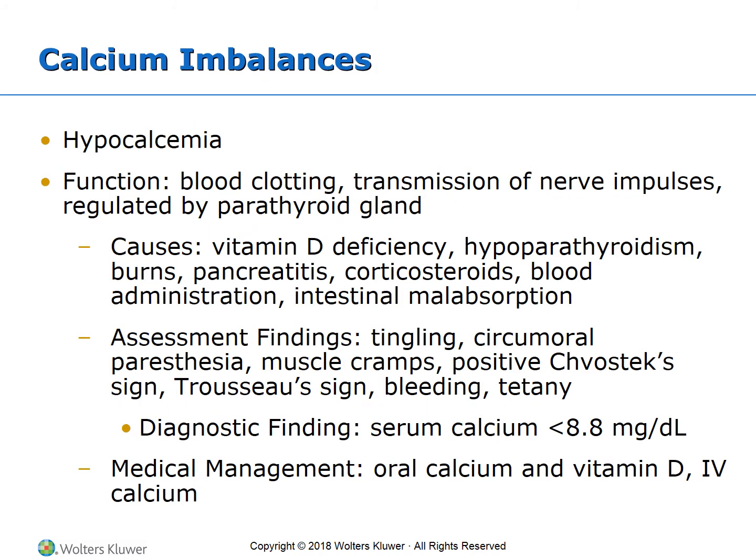So now we're talking about calcium imbalance. Okay, 99% of calcium is in the bone, 1% is in serum and soft tissue. Calcium works with phosphorus to form the bone and the teeth. So someone who has a low phosphorus level, the calcium is going to be affected as well.